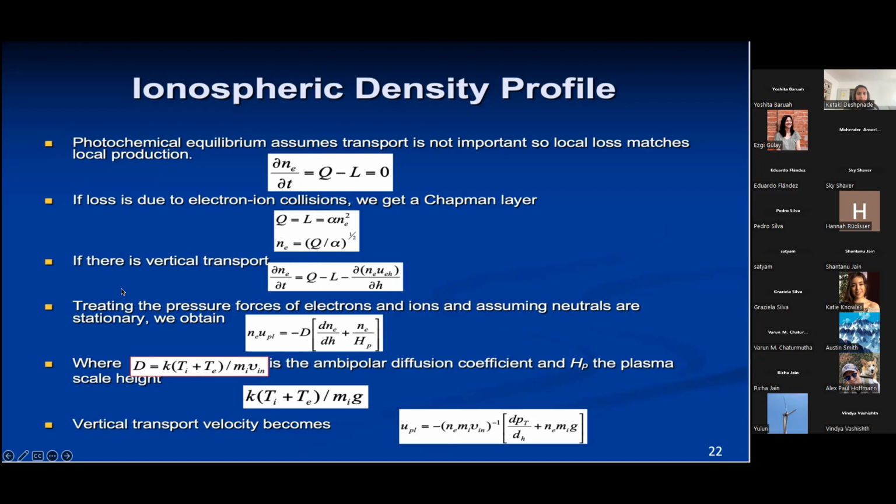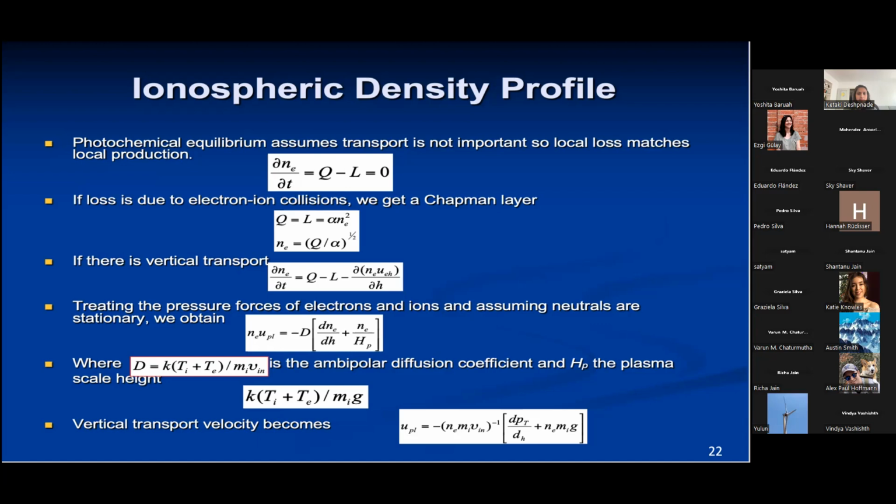There's vertical transport, and that means sometimes we have it. You can write this equation right here. And treating the pressure forces of the electrons and ions and assuming neutrals are stationary, we obtain this following equation. And if you look at this equation, this term right here, it's the ambipolar diffusion coefficient. And that means that what is actually happening is the electrons are tied to the ions, and so the electrons and ions are moving together.